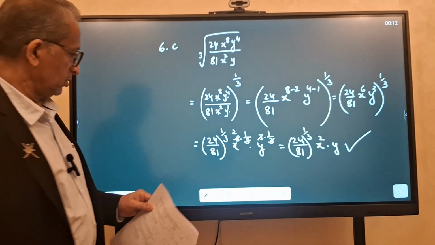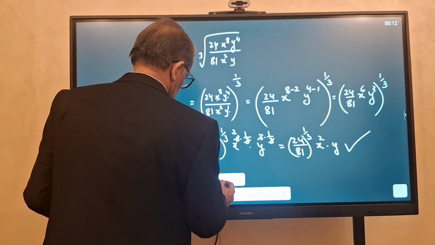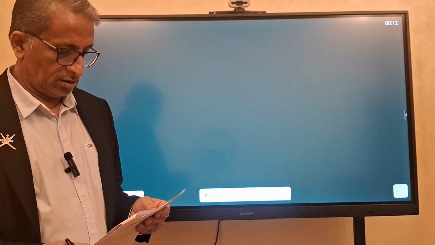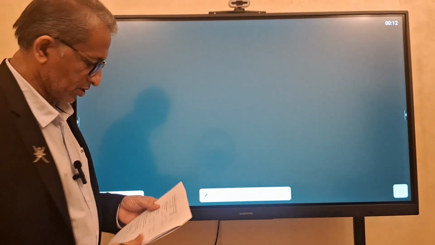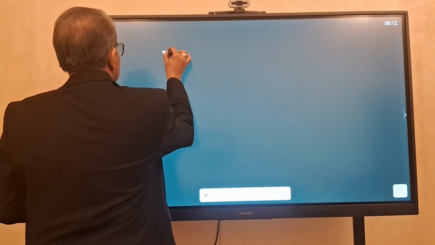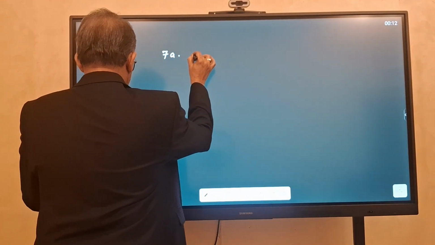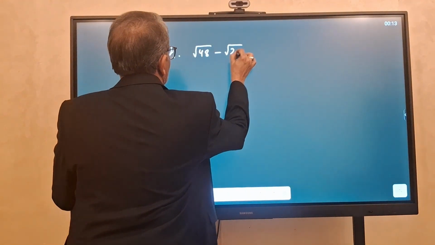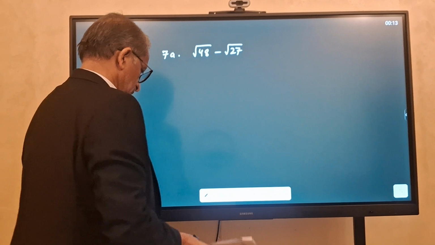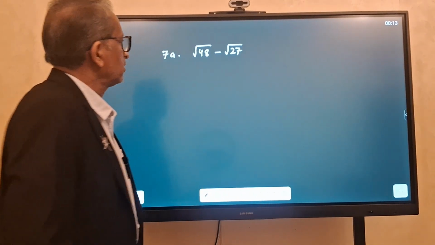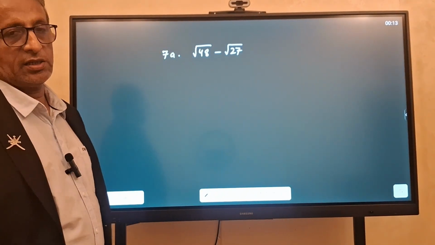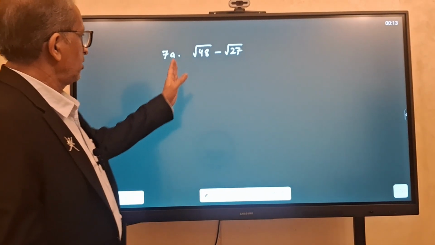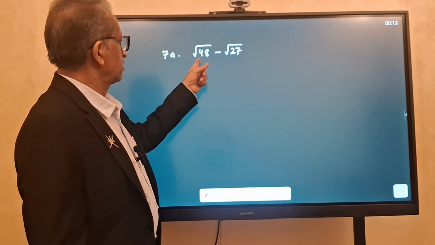So let's come to the next question. Adding and subtracting the radical expression. 7a root 48 minus root 27. So please note that we are given 2 radicals and we are asked to subtract 2 radicals. I cannot do the subtraction unless they have the same base.